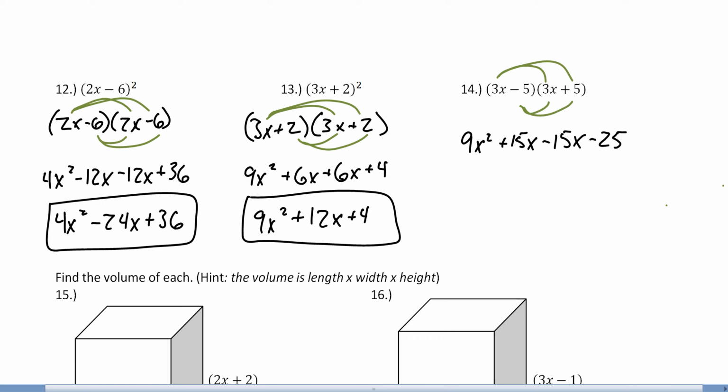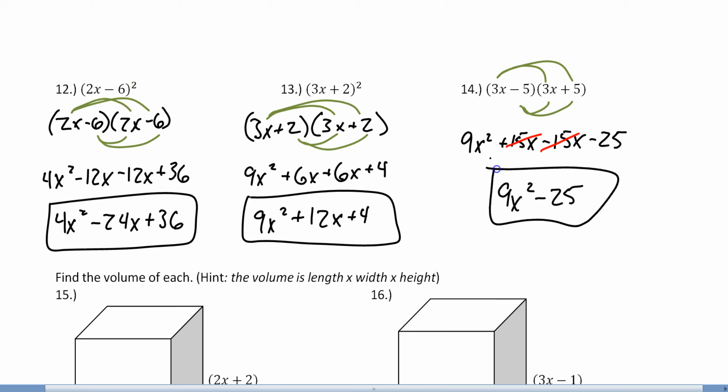And now as I go to combine like terms, I should notice right away that the negative 15x and the positive 15x completely cancel each other out. They give me a 0 here in the middle. So all I'm left with is a 9x squared minus 25.